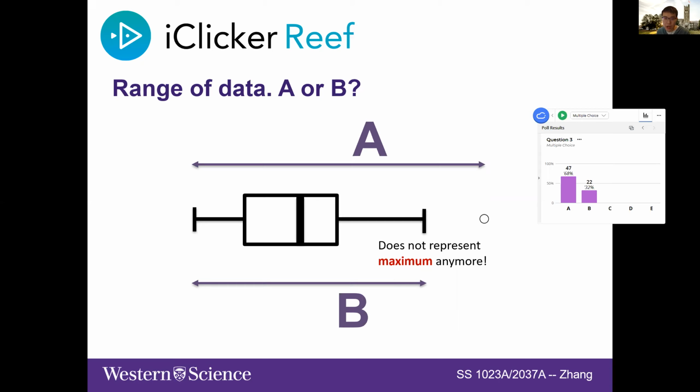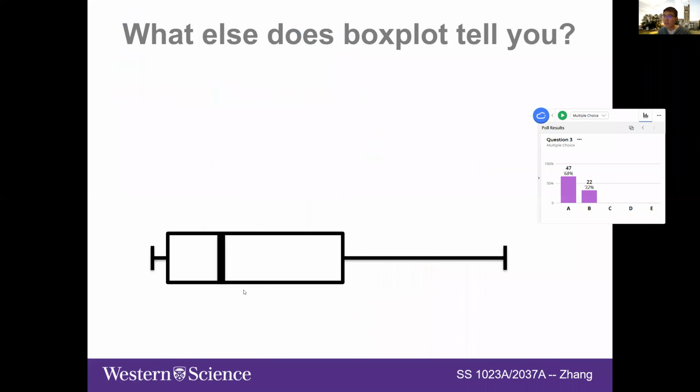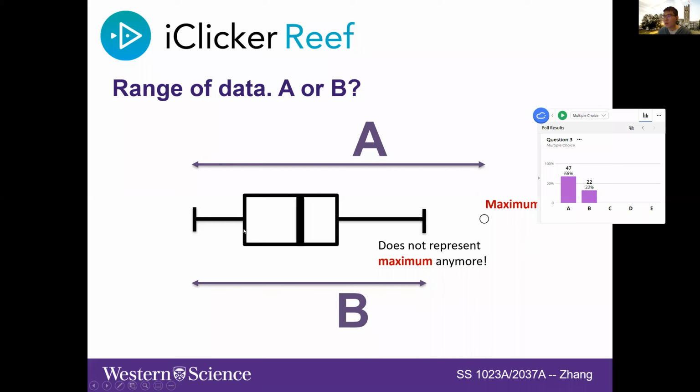Are these 4 parts containing the same number of data, like each of them has 25% of the data? Exactly. Using this box plot, this region, this region, this region, and this region will have exactly the same number of data points. So in our case, it will be 25%.